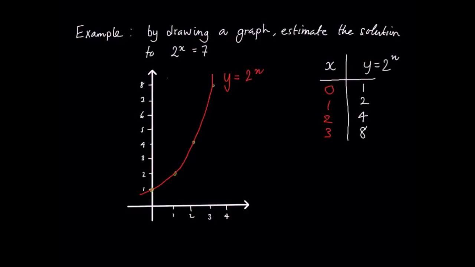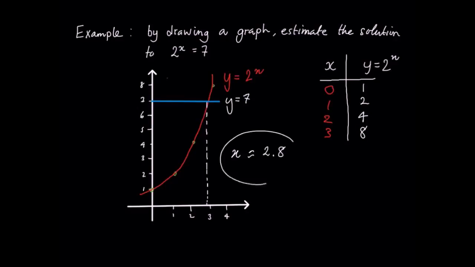We want to find the value of x such that 2 to the x is equal to 7. So we can draw a horizontal line across there at 7. So that's y equals 7. And we then want to drop a vertical line down here like this. So it looks as though it's going to be just under 3. So we could estimate that x is going to be approximately equal to 2.8, say. That would be our guess or our estimate of what the solution is going to be.